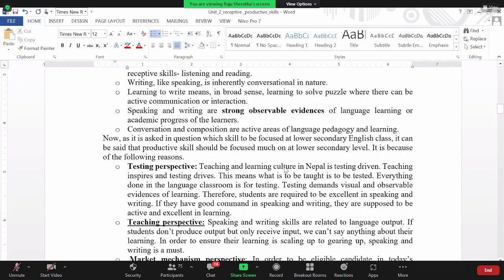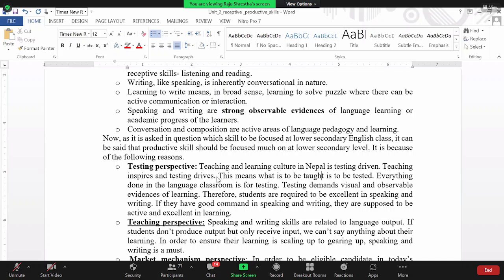So the teaching and learning culture in Nepal is testing driven. हाम्रो चाहिँ टेस्टिङ ड्रिभन छ. टेस्टिङ भनेको फेरि स्पिकिङ राइटिङमा छ. Teaching inspires and testing drives, and teaching पढाउनु पर्छ भन्ने छ, तर सबै कुरा टेस्टिङले नै ड्राइभ गरेको हुन्छ क्या. त्यही भएर हाम्रो पढाइ नै टेस्टिङ ओरिएन्टेड छ, टेस्ट ओरिएन्टेड, एक्जाम ओरिएन्टेड छ. Then we focus on speaking and writing, यो दुईटालाई जोड दिनुपर्छ भन्छ हैन.